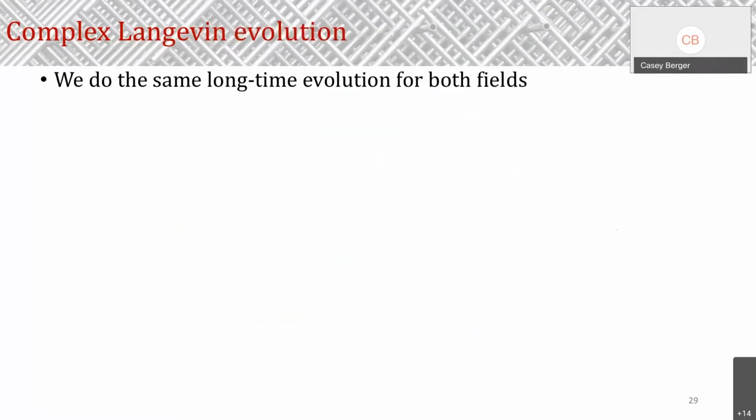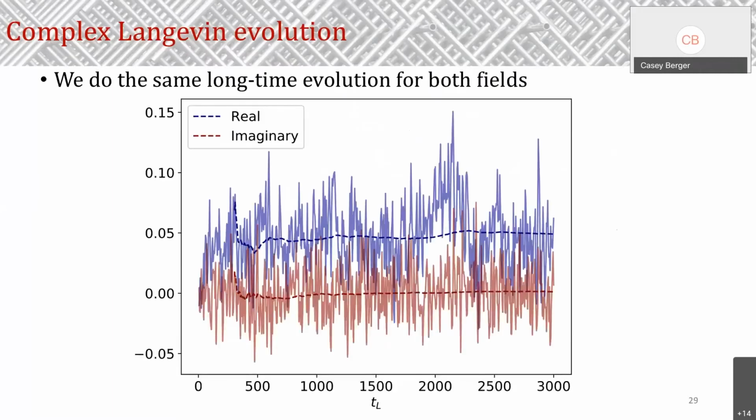Okay, so we can do that same long time evolution that I showed you before for both fields. So in blue, we have the real field value as a function of Langevin time, and in red, we have the imaginary field value. And importantly, we can see here that the imaginary part averages to 0. This is really crucial because we don't want to be taking expectation values of observables and finding that they have an imaginary part. That's the entire point of this, right? When we measure things in the lab, they're entirely real. So we want this to happen, and this is always a good sign that the method is working.